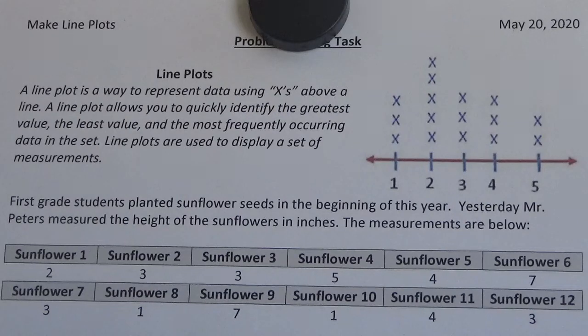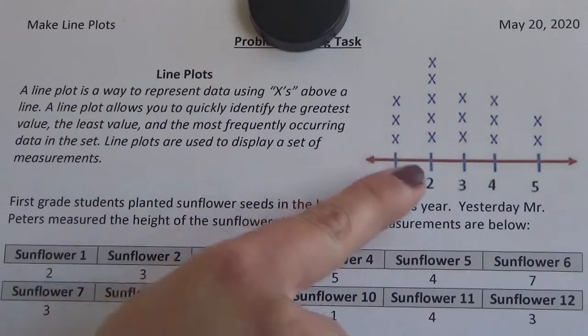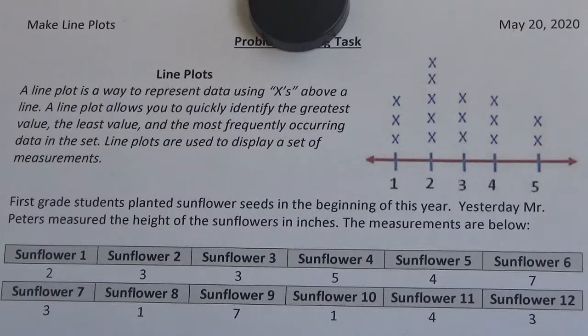Now here on the screen in front of you, I have a little bit of an explanation of what a line plot is. A line plot is a way to represent data using X's above a line. A line plot allows you to quickly identify the greatest value, the least value, and the most frequently occurring data in the set. Line plots are used to display a set of measurements. And over here is an example of a line plot.